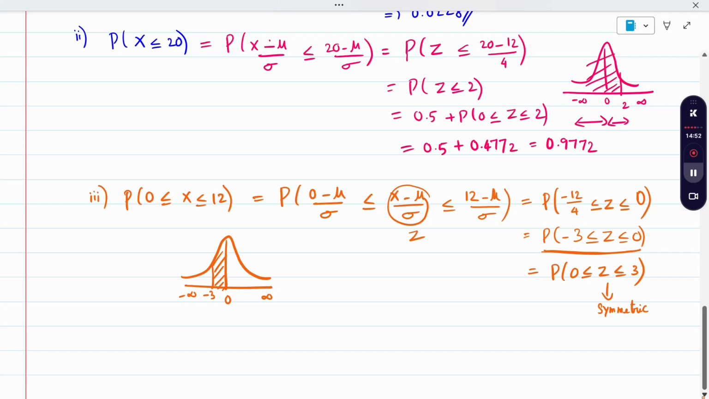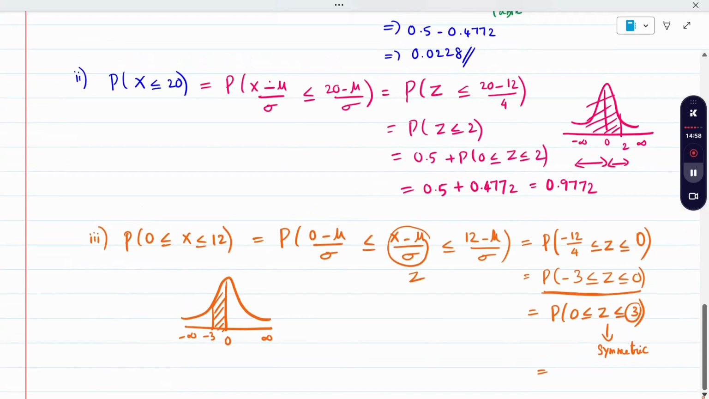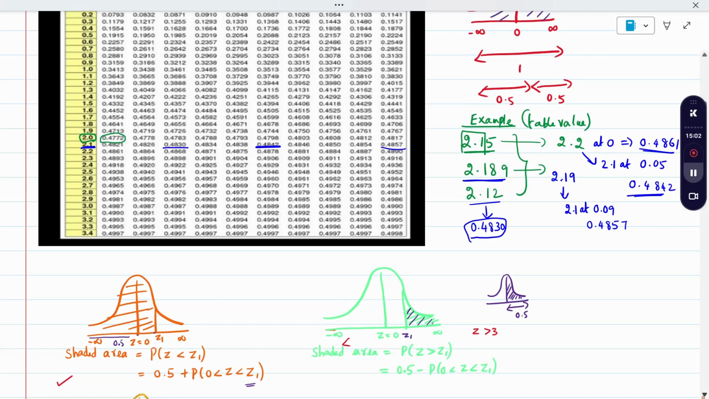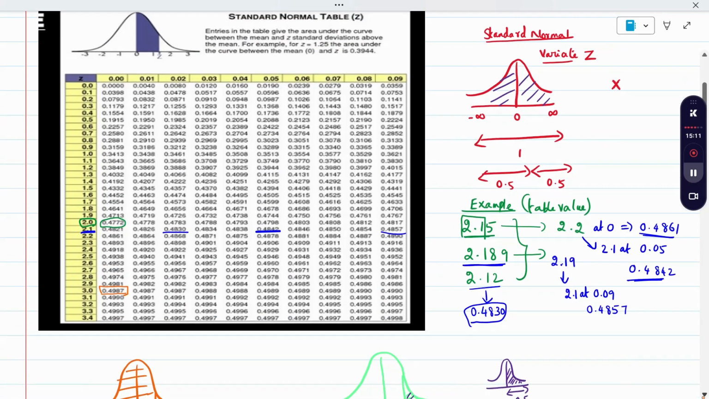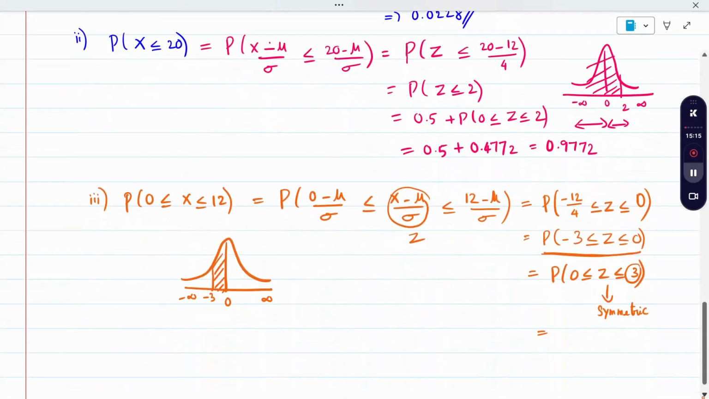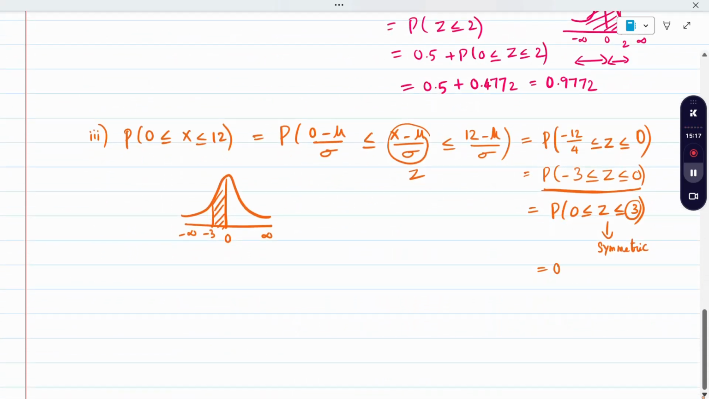Now at 3, we have to check the table value. Directly at 3, the table value. What is our answer? This is our table value at 3. It's nothing but 0.4987. So 0.4987. Completed.